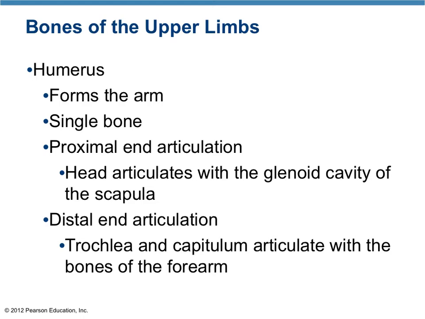The humerus is the bone that articulates directly to the scapula. It forms the arm. It's a single bone, and the proximal end of articulation, which is where the head of the bone is, articulates with the glenoid cavity of the scapula to form your shoulder joint. At the distal end, it articulates with the bones of your forearm at a place called the trochlea and the capitulum, and that is what forms the joint with the radius and ulna.